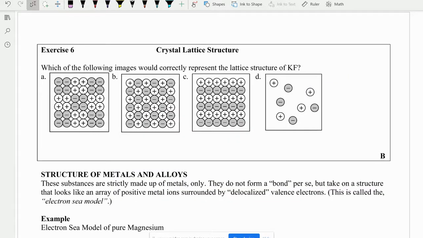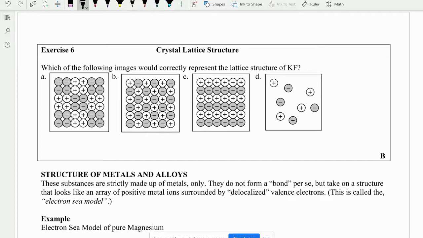Let's do exercise 6, which looks like we're doing some more on crystal lattice structures. It's asking which of the following images would correctly represent the lattice of potassium fluoride. All right, well, we know potassium fluoride is an ionic compound because potassium is a metal and fluoride is a nonmetal. Let's talk about the options that would not correctly represent the lattice structure of potassium fluoride.